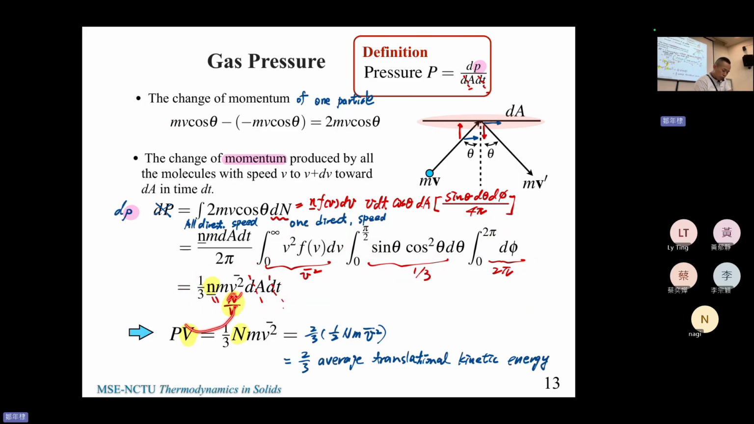v 移到左边去，PV 就等于 1/3 nmv 平方 bar。m 是一颗一颗气体分子的质量，n 是颗数，所以我们就会发现这个 1/3 其实就是 2/3 乘上它的动能，也就是说 PV 会等于 2/3 乘上它的动能。这 good to know，这蛮好的一个资讯。Right.